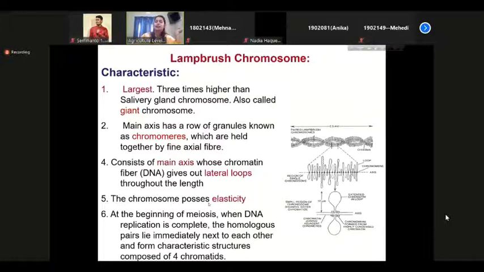The chromosome possesses elasticity. That means they can change their structure, stay for a long time, and after that they can change their structure again. At the beginning of meiosis, when DNA replication is completed, the homologous pairs lie immediately next to each other and form a characteristic structure composed of 4 loops. That means after the replication, the chromatids produce 4 chromatids, and the 4 chromatids stand side by side and start to make this structure, loop, chromomere, and ultimately the structure of a lampbrush, okay?